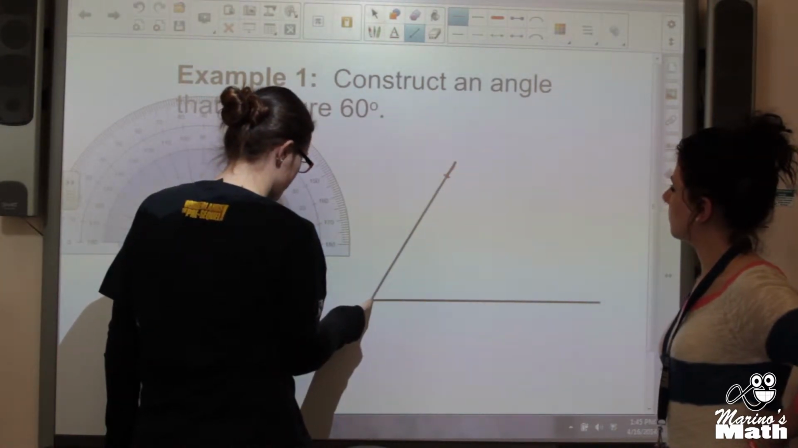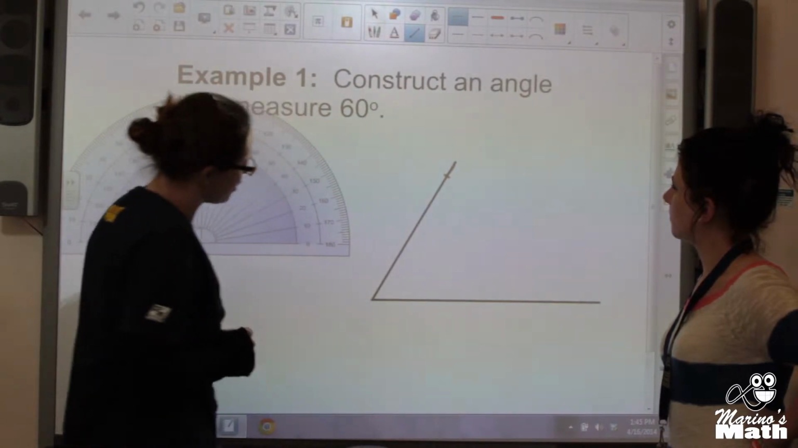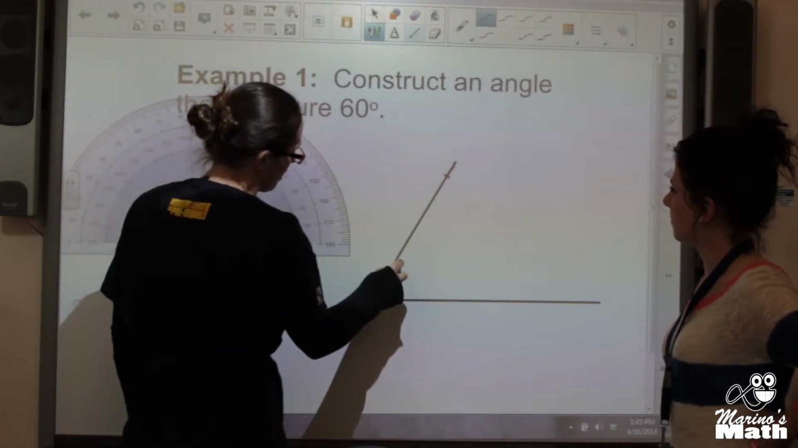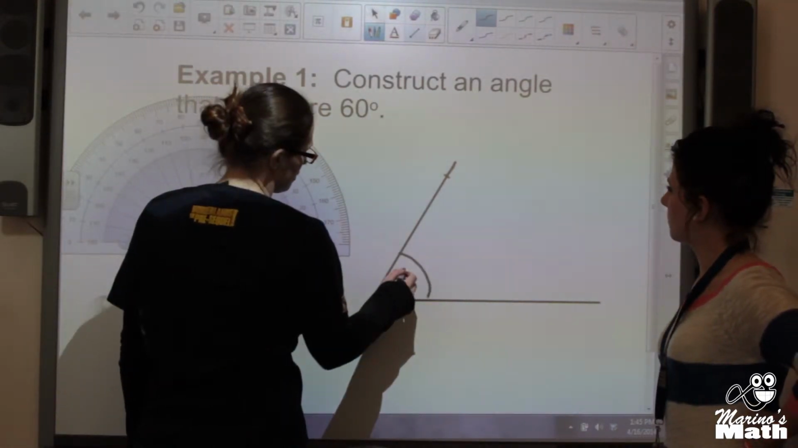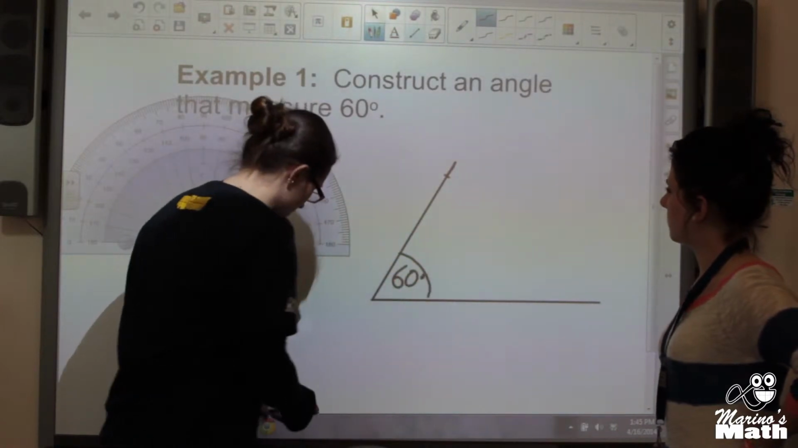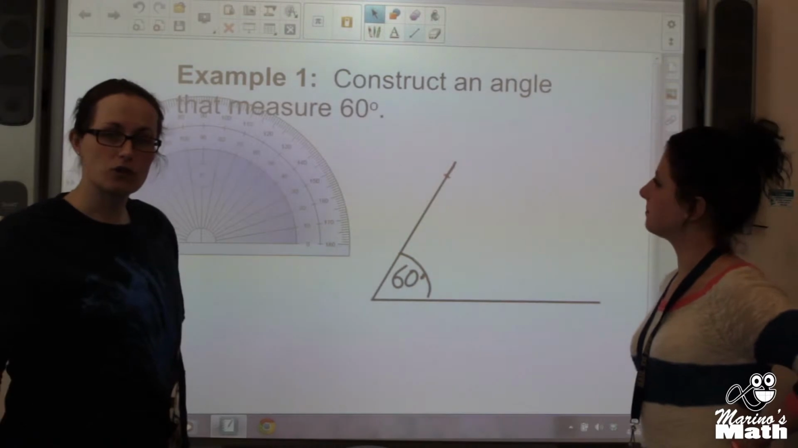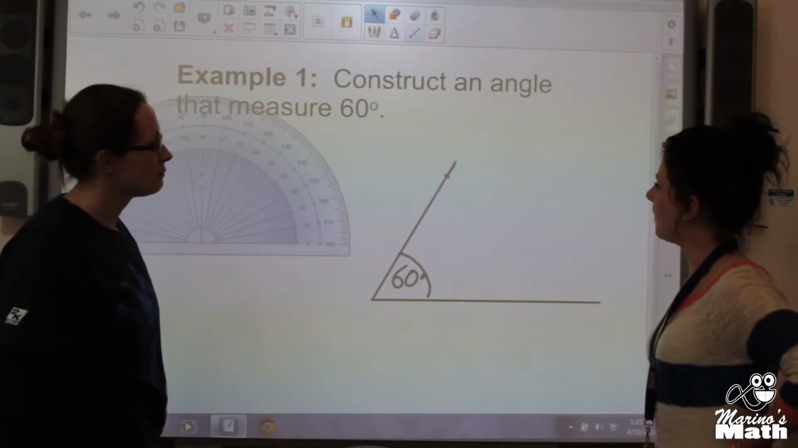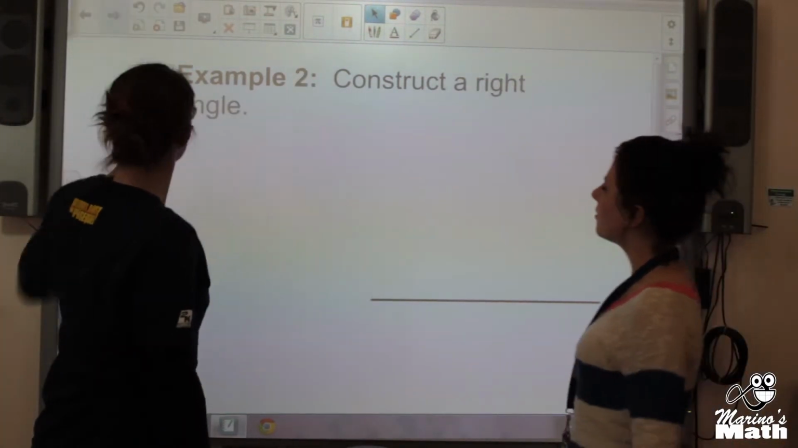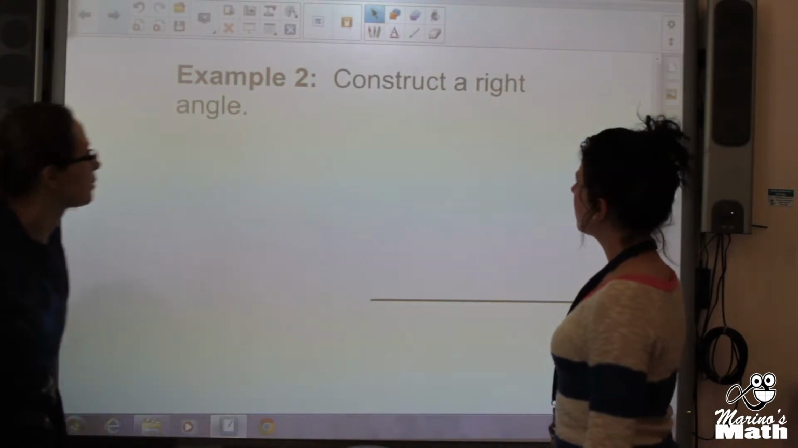and line it up. And now I have an angle that measures 60 degrees. All right. So not too bad. You should be able to figure that out. You want to try one? I do. Let's look at our second example.